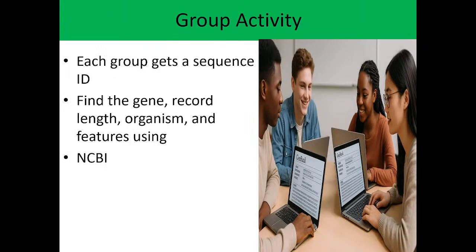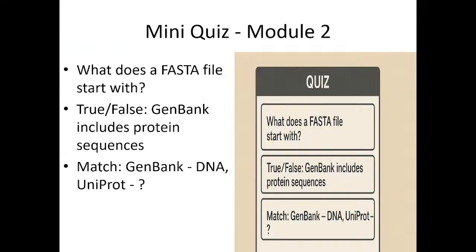Then again, just like I told you, you will be working in pairs, that is two, so you should be cognizant of what is expected of you. When you work in a group, you need to take note of the name of the gene, record the length, tell us about the organism, and tell us more about the features of that organism, right from NCBI.